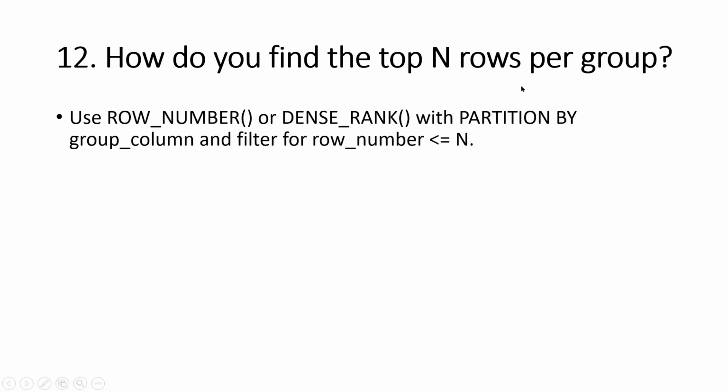How do you find the top n rows per group? This is simple. You use row number or dense rank with partition by group column, the column that you want to group by, and filter for row number less than or equal to n. So what happens is for each group you have the row number, you have the rank for each row in each group. Now you just need to take top n rows per each group by using row number less than or equal to n. This is how you filter the top n rows per group.